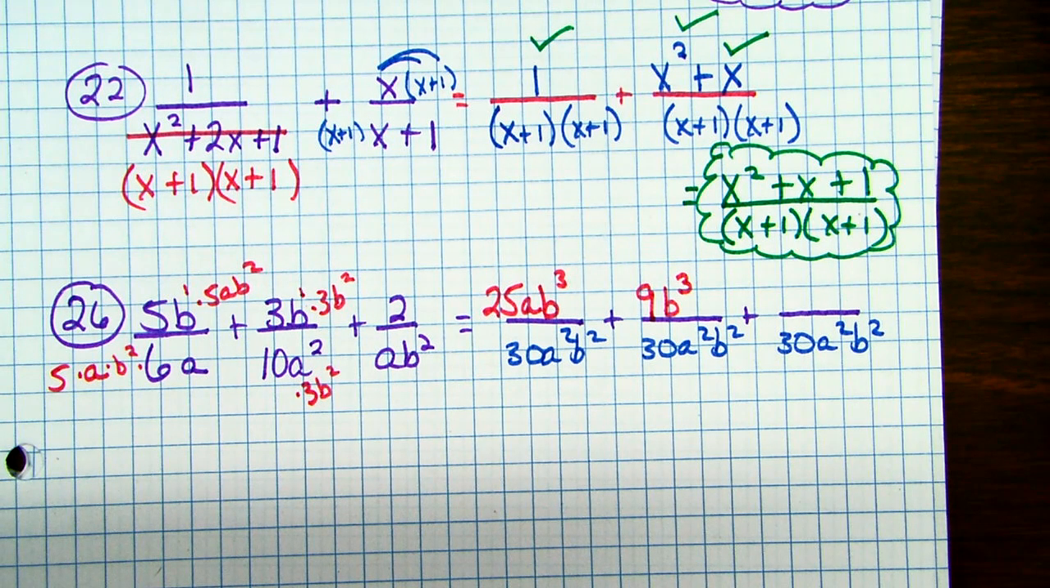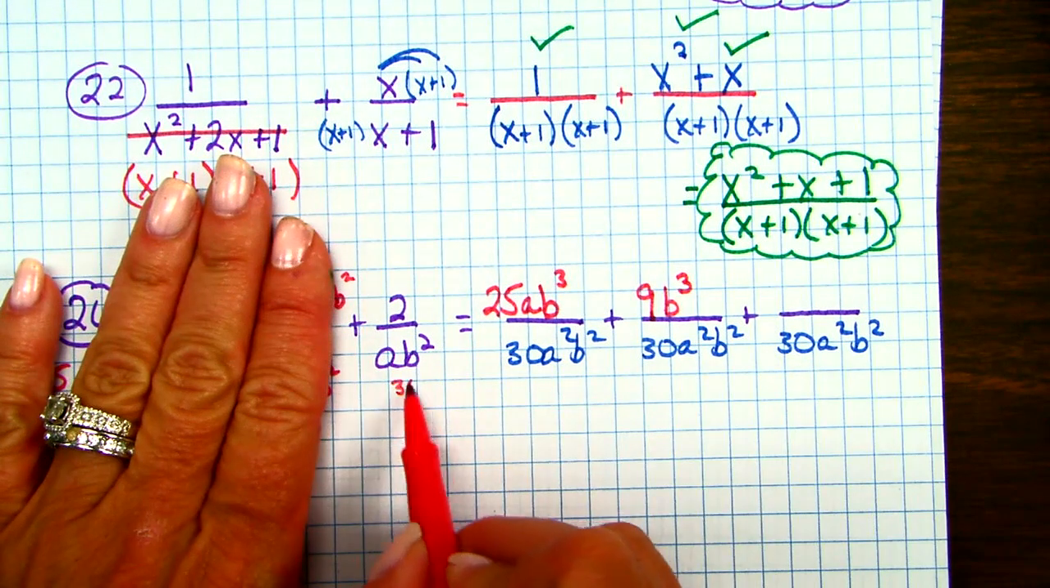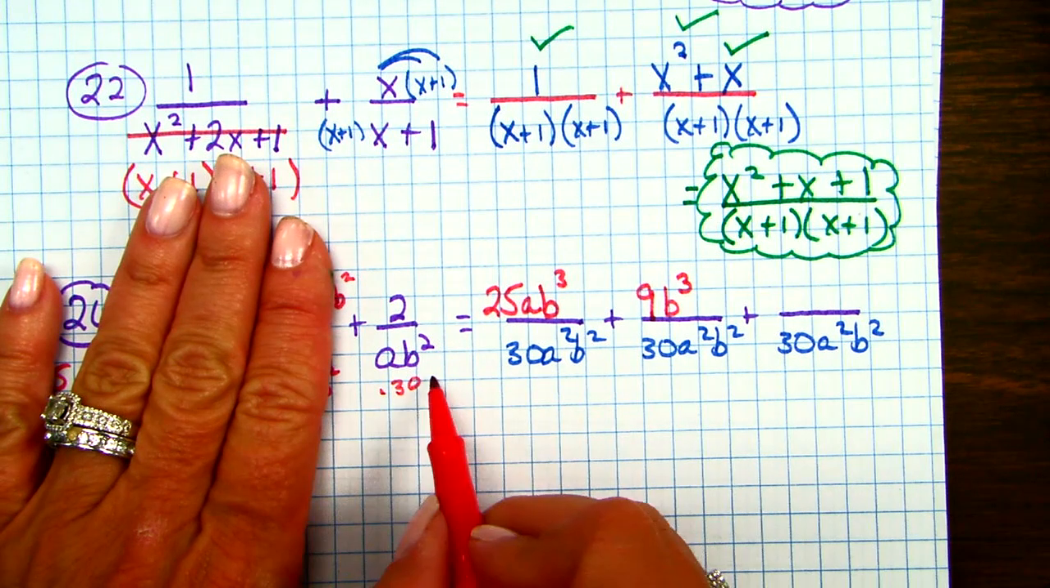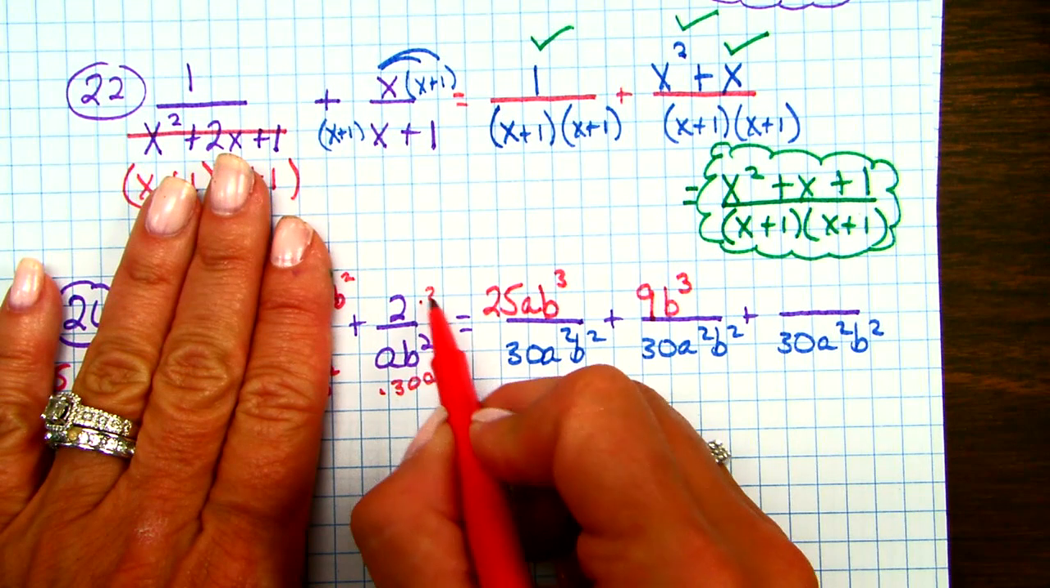Okay? And the last one, we're missing 30, right? We don't even have any number there. Times 30. We're missing an A. We need 2 A's. We only had 1, and the B's are good.